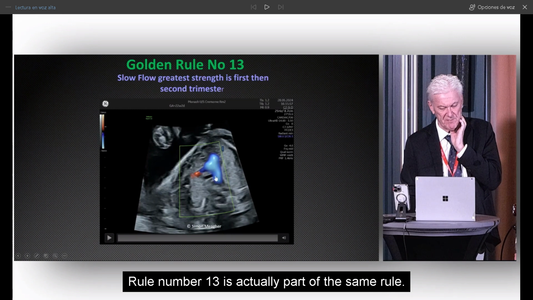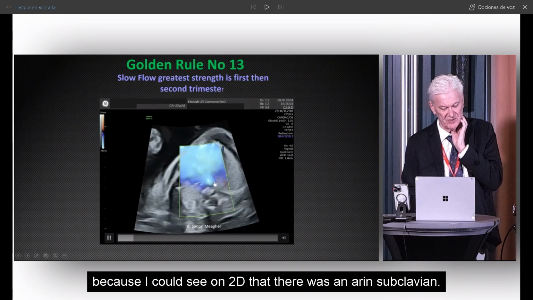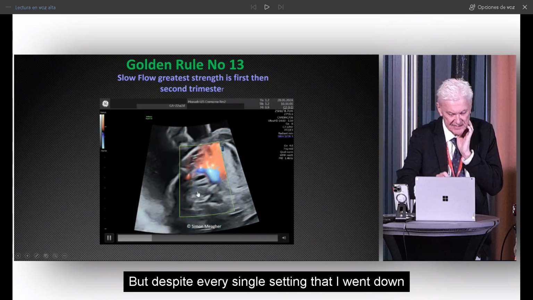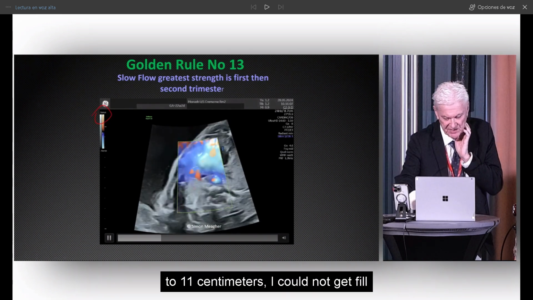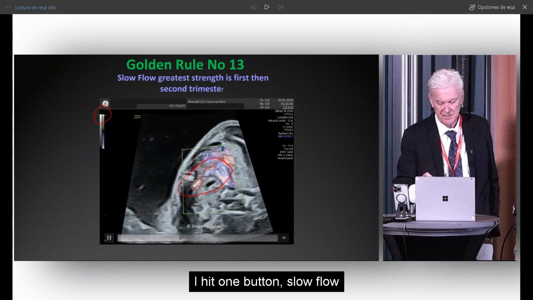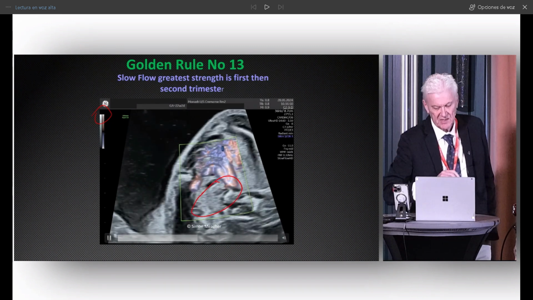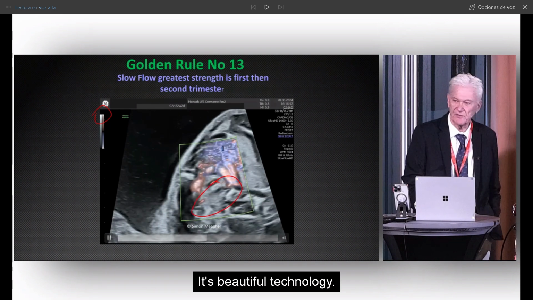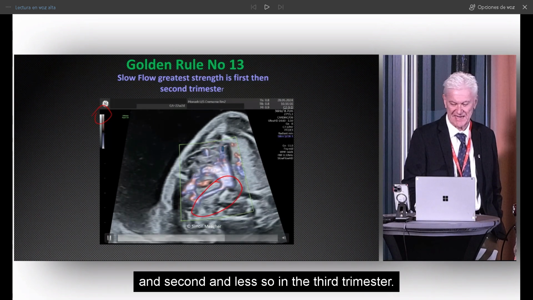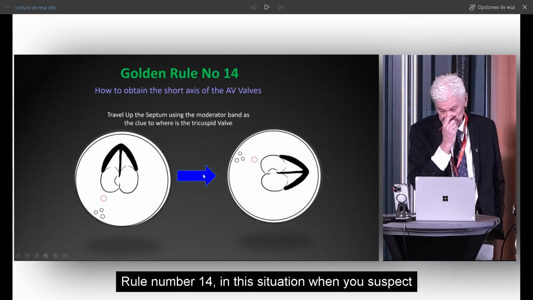Rule number 13 is actually part of the same rule. I struggled for quite a while with this baby because I could see on 2D that there was an aberrant subclavian. But despite every single setting that I went down to 11 centimeters, I could not get fill of the aberrant subclavian. I hit one button, slow flow. And in a single button press of slow flow, the aberrant subclavian comes up. It's beautiful technology. I generally use it most in the first trimester of pregnancy and second, and less so in the third trimester.